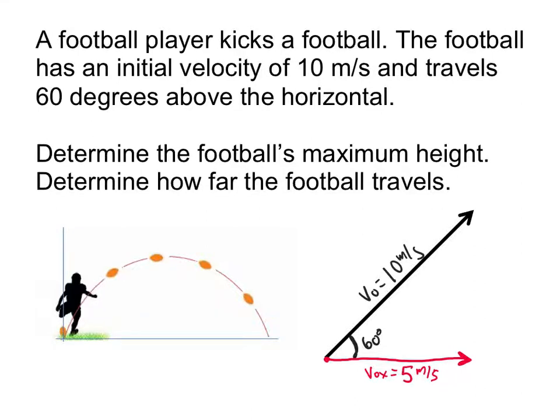Doing the same thing for the y direction, we find that our initial velocity in the y direction ends up being 8.66 meters per second. So the trig function that we should use there is sine of 60.